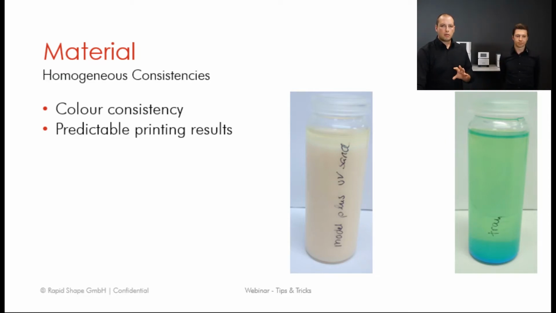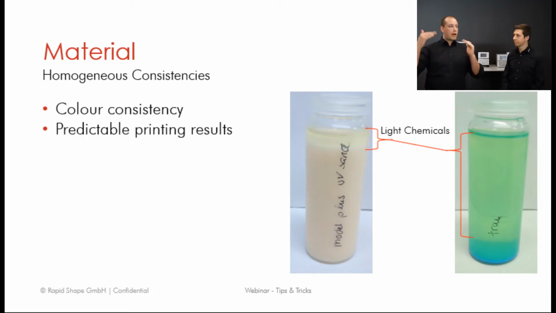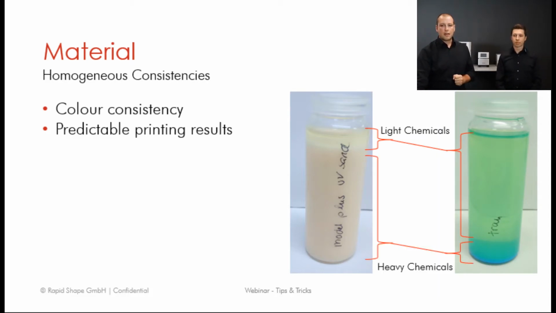So it's about the consistency that you have inside the liquid resin prior to printing. We can see that there's lighter chemicals at the top of the mixture, and then heavier chemicals at the bottom. And the thing to note here is different materials have different combinations of these chemicals.